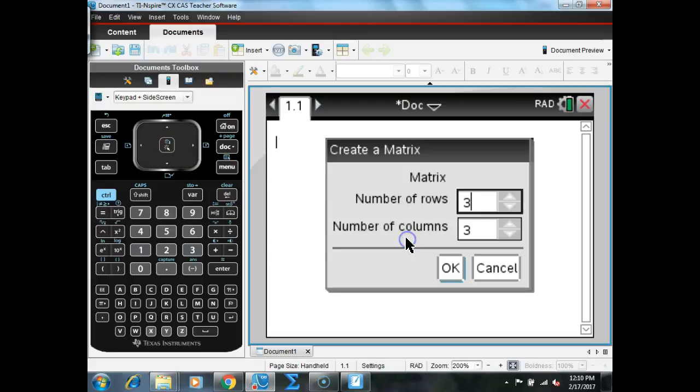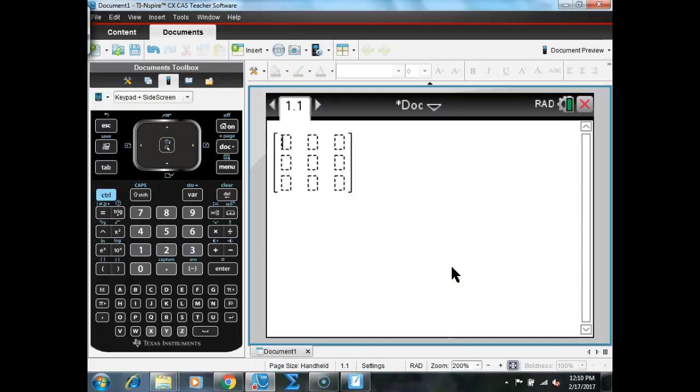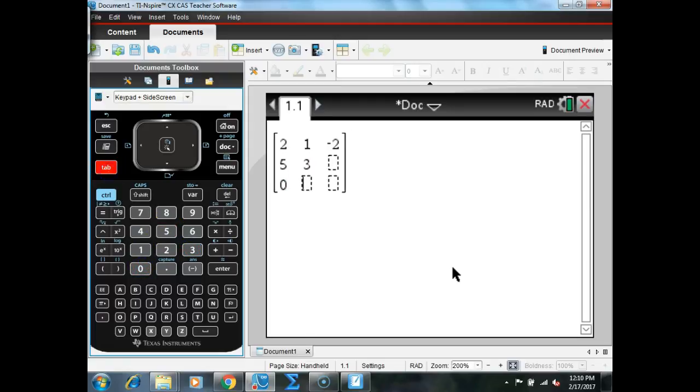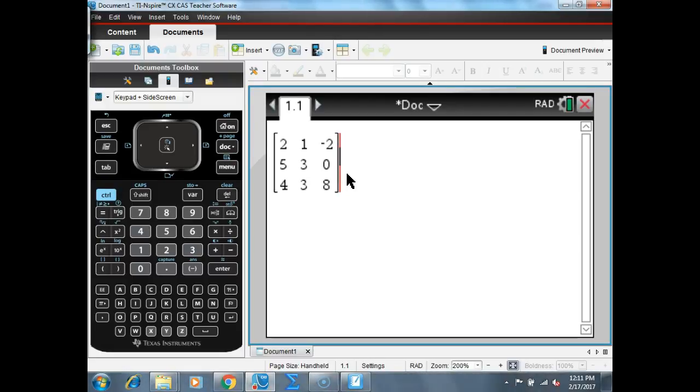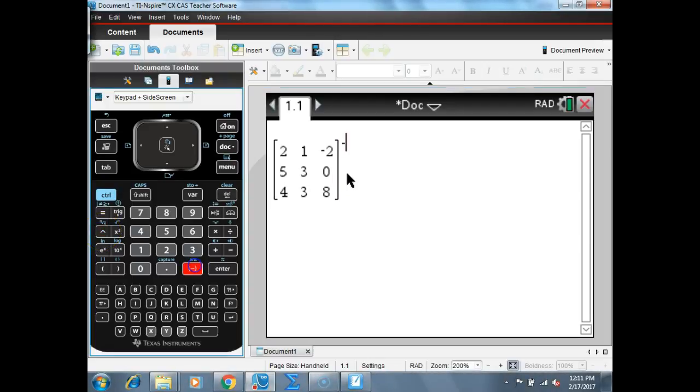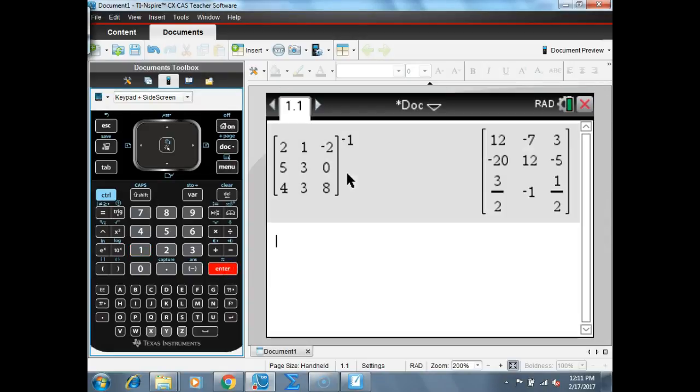And then we're going to make it a 3 by 3, and then it's going to be 2, 1, negative 2, 5, 3, 0, 4, 3, oops, 0, 4, 3, 8. And then we put that to the negative 1 power. Okay? And so we get that.